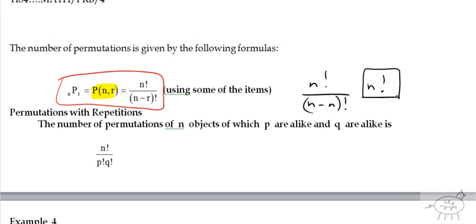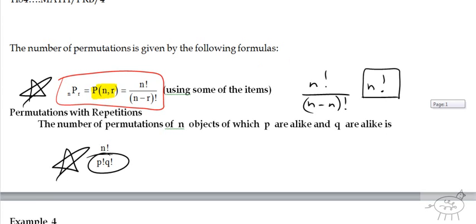Another thing to know is permutations with repetitions. The number of permutations of n objects, of which p are alike and q are alike, is n factorial over p factorial times q factorial, which are basically the things that are duplicated or tripled or four times. I have an example using these, but you definitely have to know these two equations. And this one here is not really an equation; it's just understanding how to use it. Okay, so let's move down here.